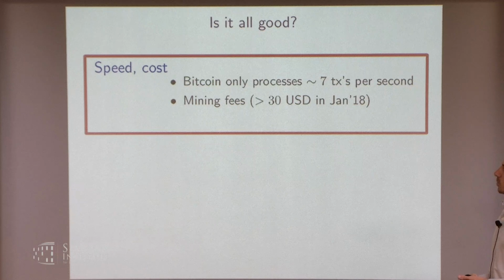Well, I guess one of the drawbacks of Bitcoin is that it's very slow. The reason is that there is a block size limit, so you can only fit so many transactions into one block. The difficulty is adjusted, so there's only one block every 10 minutes. This leads to about 7 transactions per second, which for a global payment system is very little. And it can also become very expensive. If you look back at January 2018, when Bitcoin had its all-time high and people were transacting a lot, the transaction fees went up to more than $30. So it became really costly to transfer Bitcoins.